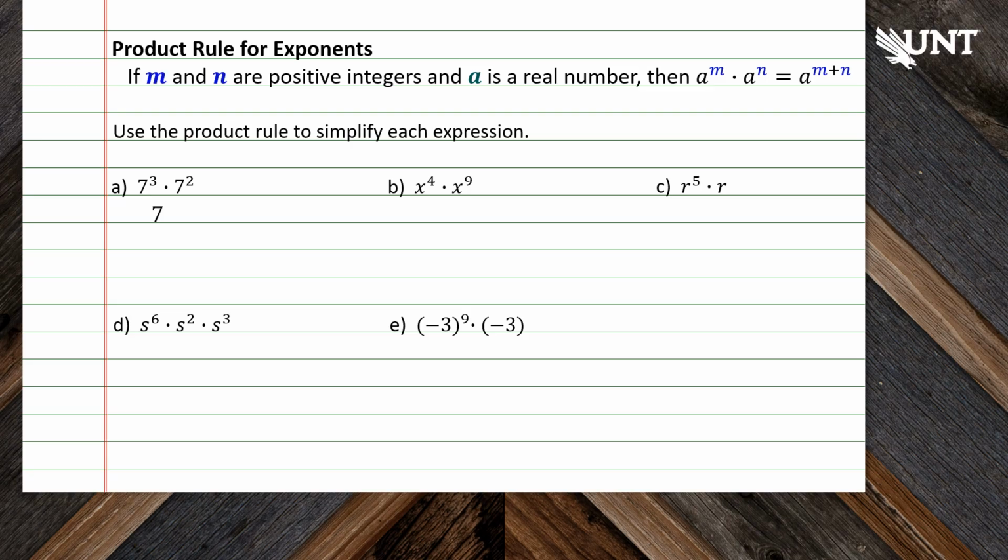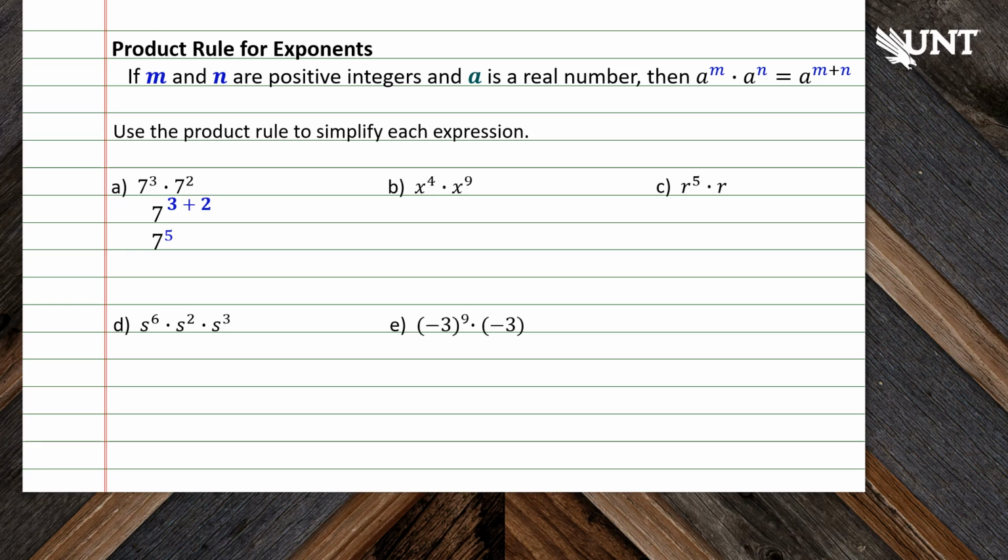Now, for good note-taking skills, I do suggest you put it in writing as 7 to the power of 3 plus 2. Now we can, on the next step, add the values. 3 plus 2 gives us 7 to the power of 5.